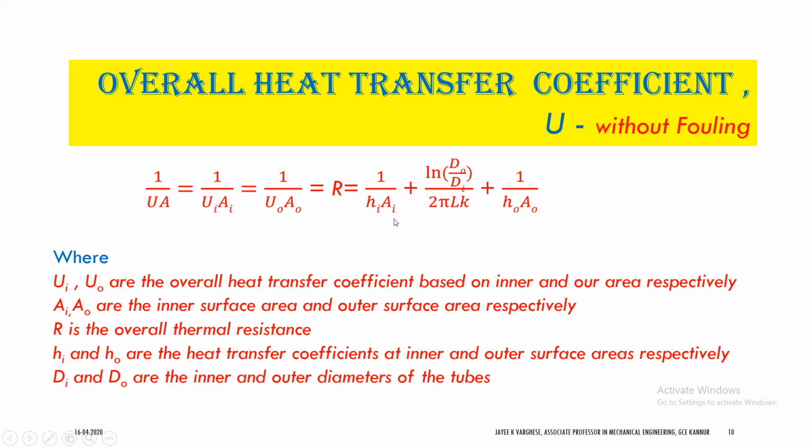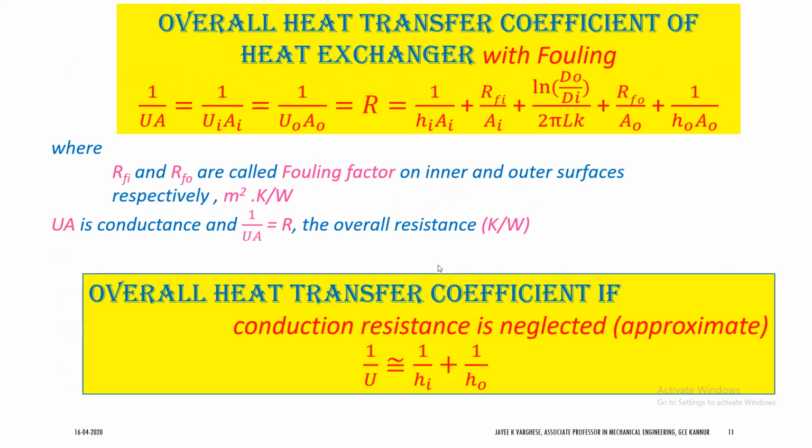But still, if it's asked, you have to do it, because calculation of hi, h out, etc. you can do with the help of the knowledge you gained from the convection module. Okay, now we can see what additional resistance is going to be there if the surface has fouling. So in the case of a surface with fouling, there will be additional terms.